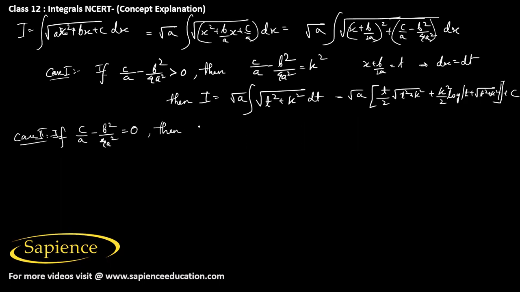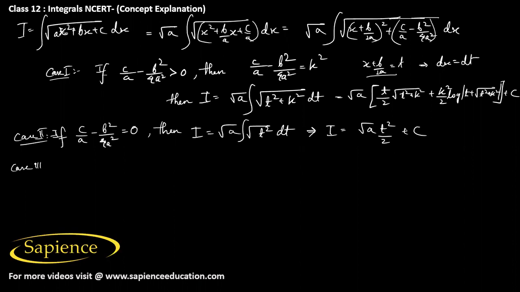then the integral we can write as root a into square root of t square into dt, where t is x plus b by 2a equal to t. So then the integral will be equal to simply, root over t square is t. So this will be integral t dt. So it will be t square by 2 plus c.